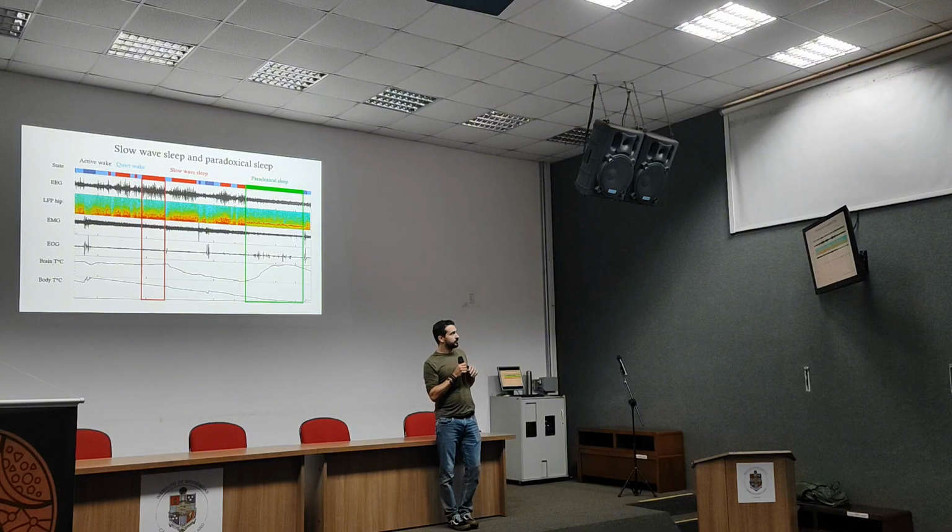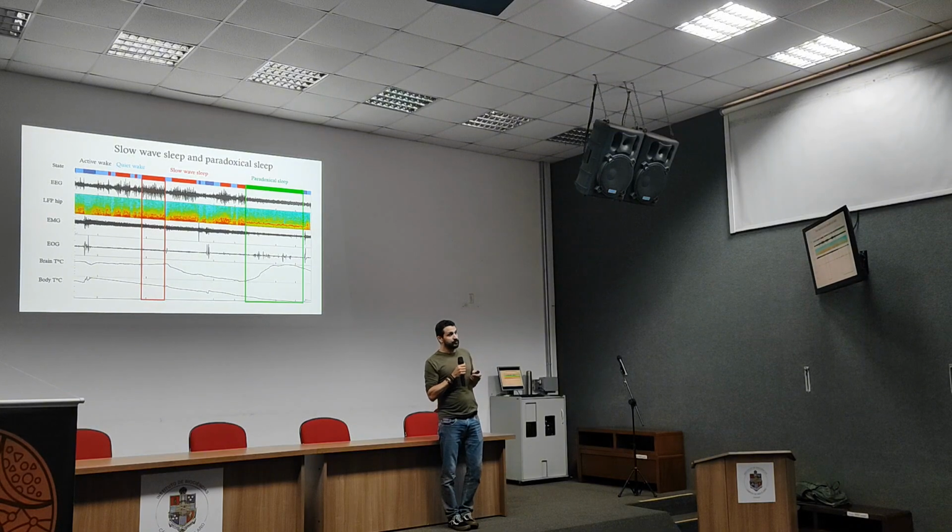The first line shows the brain activity recorded from the top of the brain, and you can see that during slow wave sleep there is an increase in the power, in the amplitude of the brain activity, but also a reduction in the frequency. Then there is the muscle tone, EMG. The EMG is associated with a decrease in the muscle tone. There is a muscle atonia during REM sleep. Animals become completely flat and relaxed during REM sleep, which is not the case during slow wave sleep.